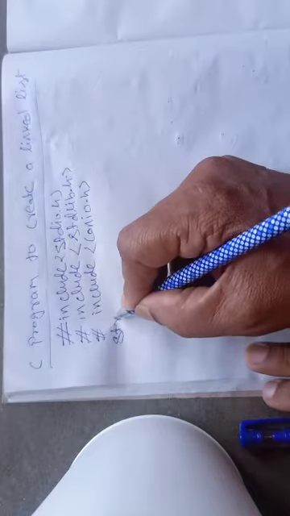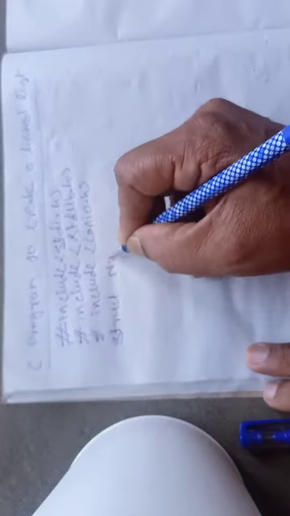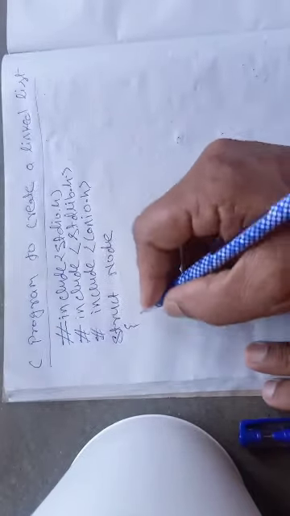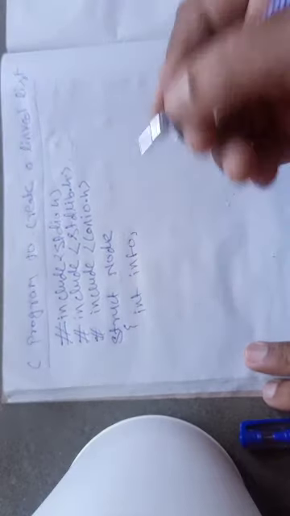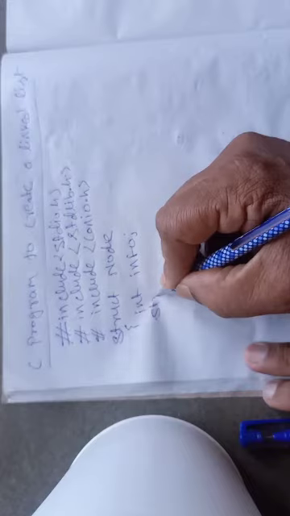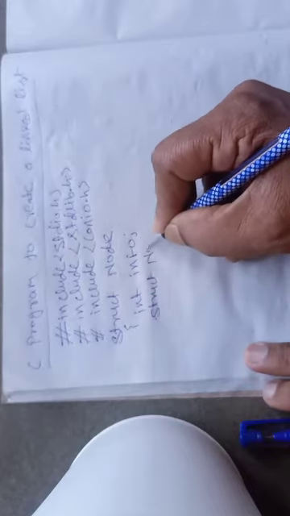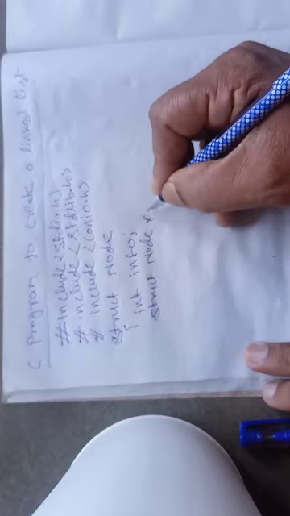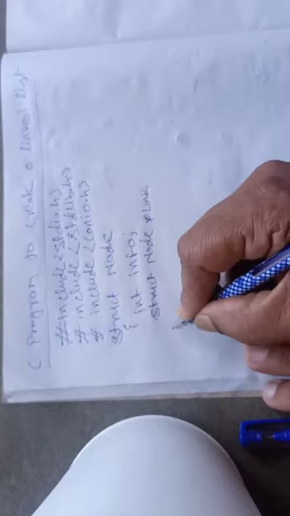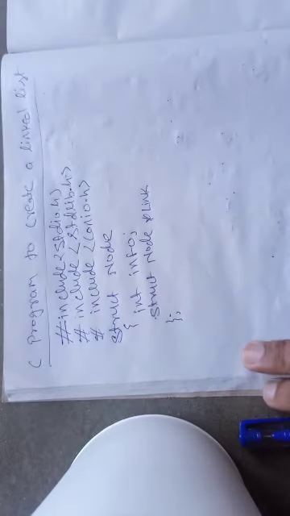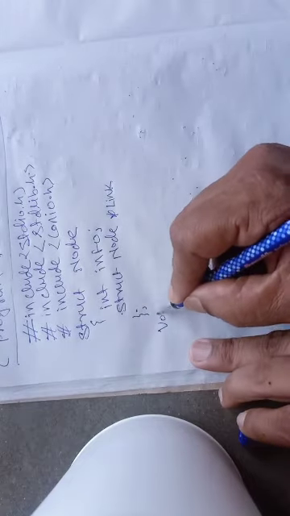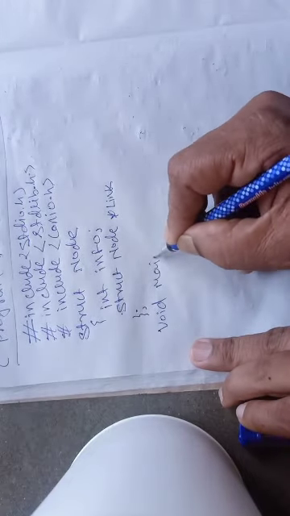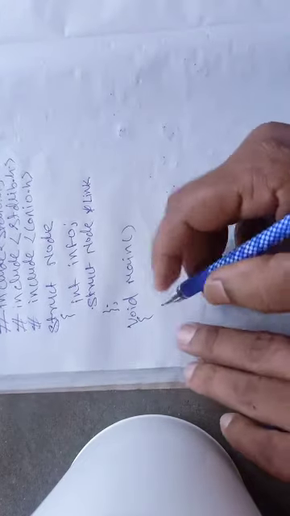So struct node { int info; struct node *link; }. This is a structured data type which is used to define the structure of a particular node. Now void main. In the main function we need to create some variables.